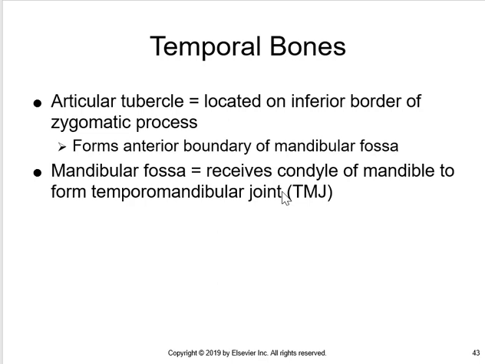It's not really a ball and socket joint, it's a hinge joint, but the mandibular fossa is the portion on the temporal bone that is half of that articulation, the other half being the condyle of the mandible itself, and we'll talk about that later in the semester.